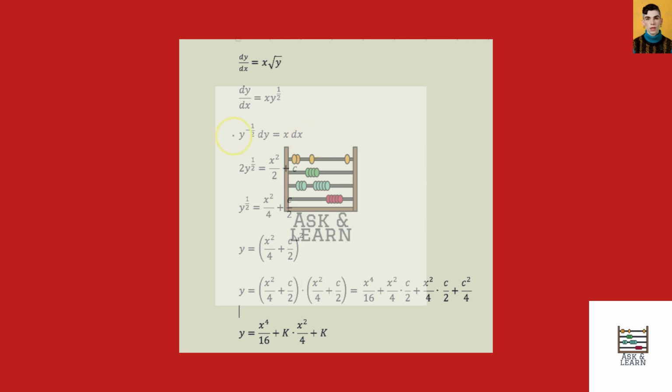So now we take the integral of both sides. Over here I get 2y to the 1/2. I just add 1 and divide by the new exponent. And then over here, the antiderivative of x is x squared over 2 plus some constant, because this is an indefinite integral.